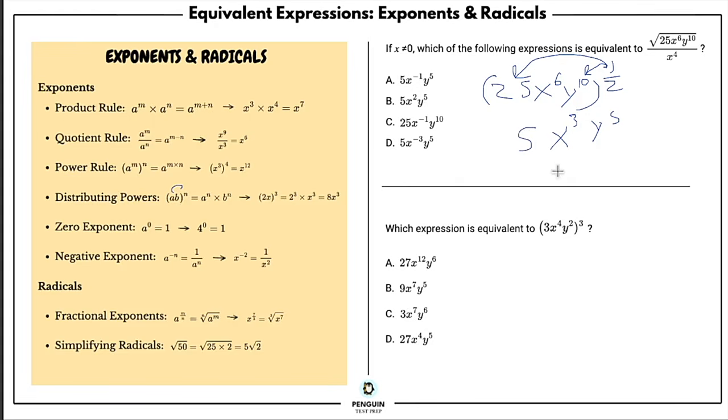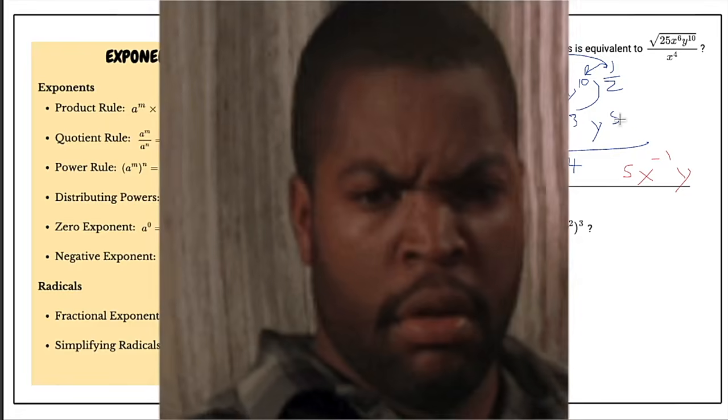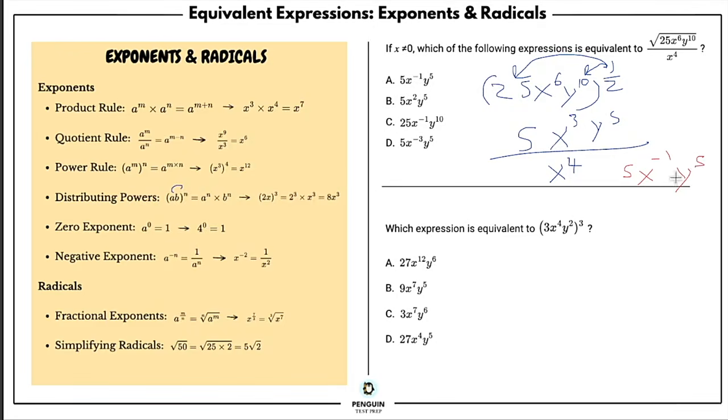So basically, it's all of that stuff divided by x to the 4th, which means we subtract. So 3 minus 4 is -1, so we have 5 times x to the -1. Then y to the 5th would still be y to the 5th because it's not a similar base with x. It's its own thing. So choice A is going to be our answer for that one.